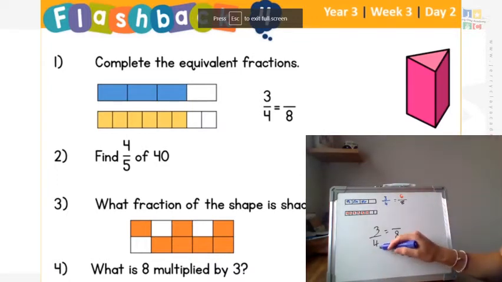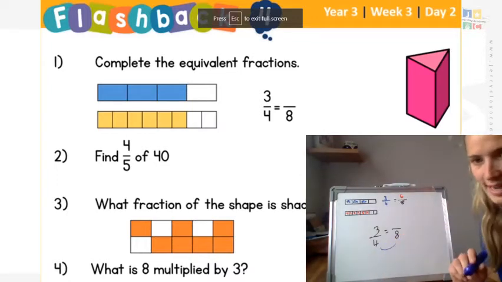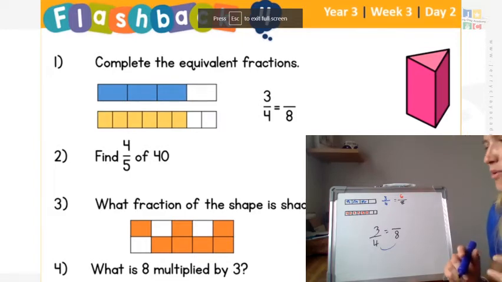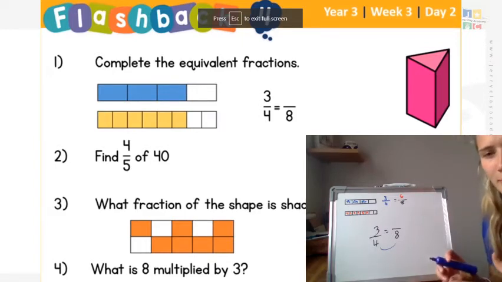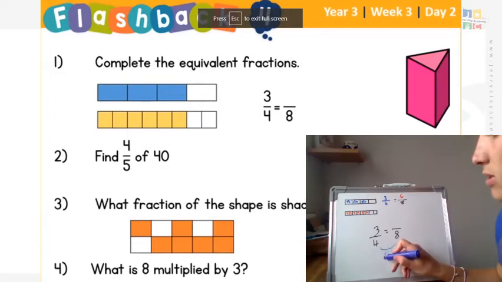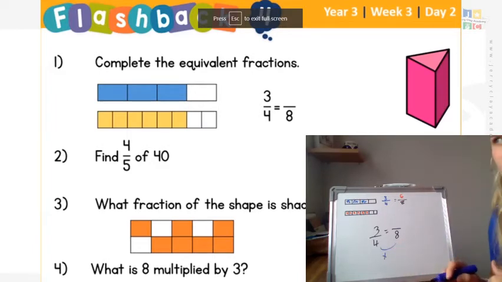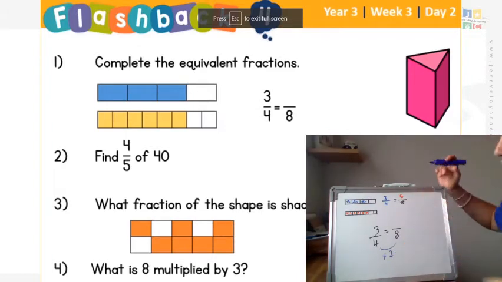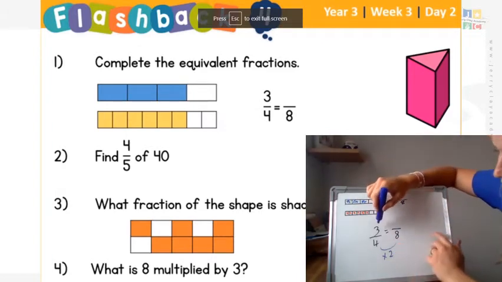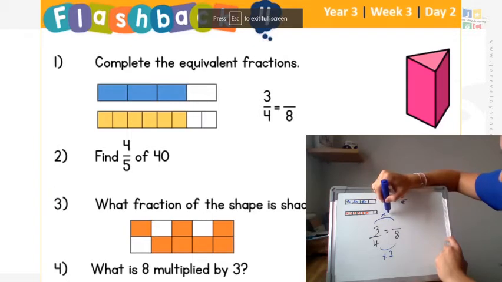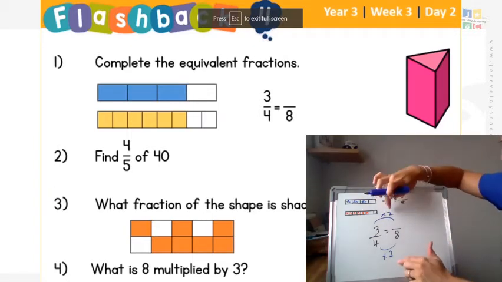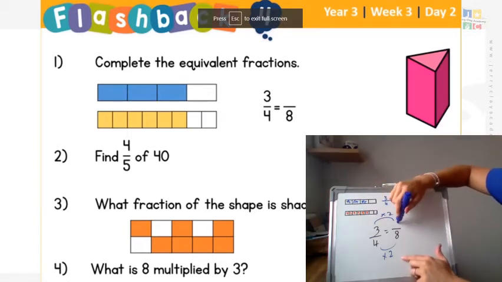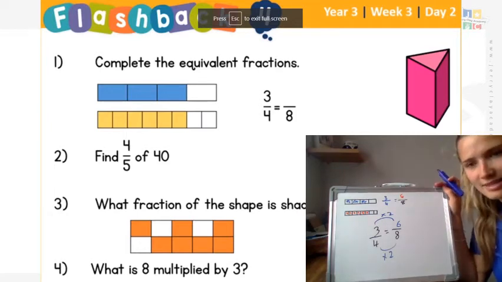So I want to know how I get from 4 to 8. Well, we could add 4, but when we're using fractions, we're multiplying or we're dividing. So I'm going to multiply 4 times what is 8? I know I'm timesing by 2. So because I've timesed the denominators by 2, I must now times my numerators by 2. It must be the same. So 3 times 2 would be 6. So you would find the same answer.